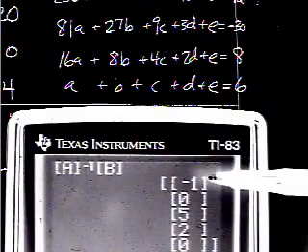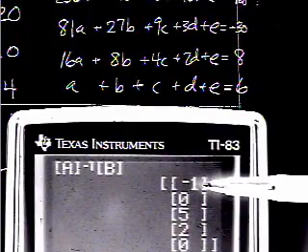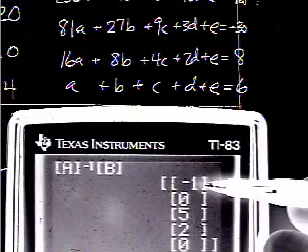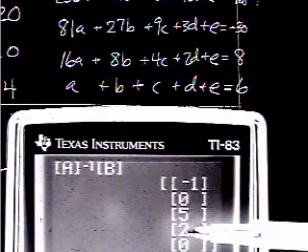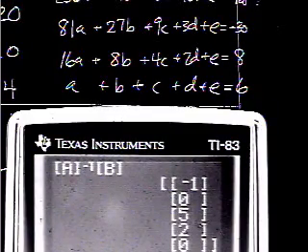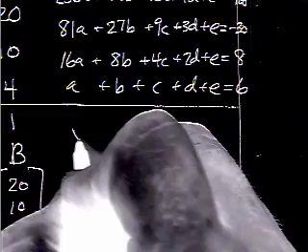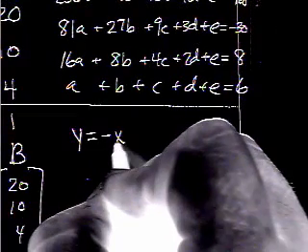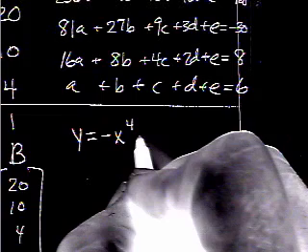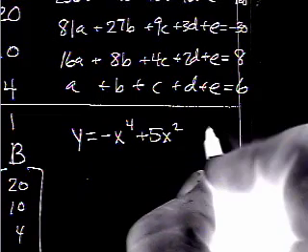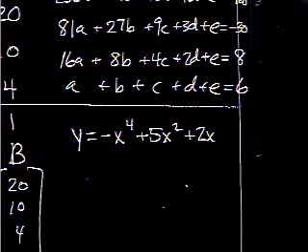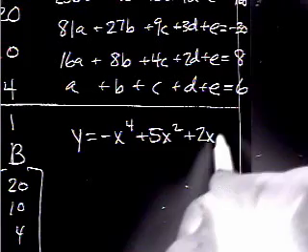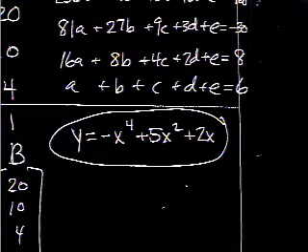Okay, you'll notice that the coefficients are listed right out here. We have one for the fourth power, the squared power, and the linear power. So we have y equals negative x to the fourth plus 5x squared plus 2x. We had a 0 for the constant and a 0 for the cubic term. So I didn't have to include those.